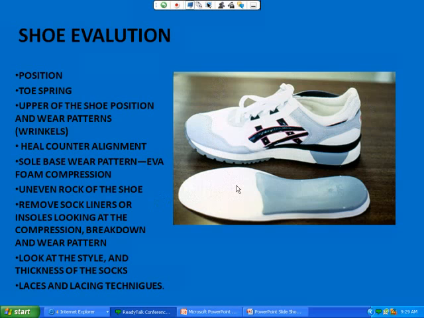Remove the sock liners, always looking at the pressure on the dorsal aspect of the sock liners, and also looking for wear pattern. Look at the style and thickness of their socks, if it's appropriate for their feet. Look at lacing and laces, and their lacing techniques, and the type of laces on top of the shoe. So if they're having any dorsal or compression type foot pain, you can show them different lacing techniques.